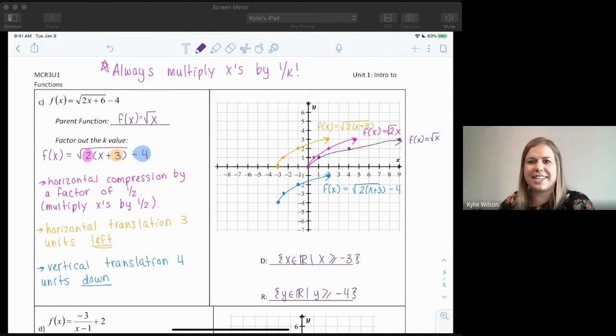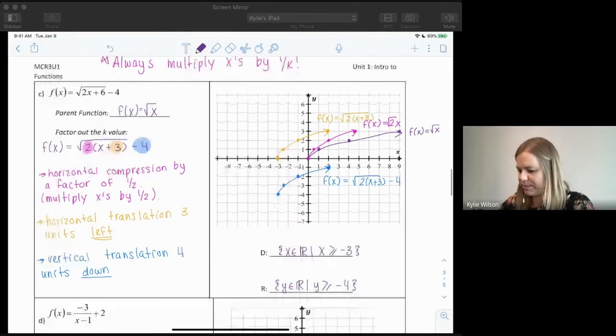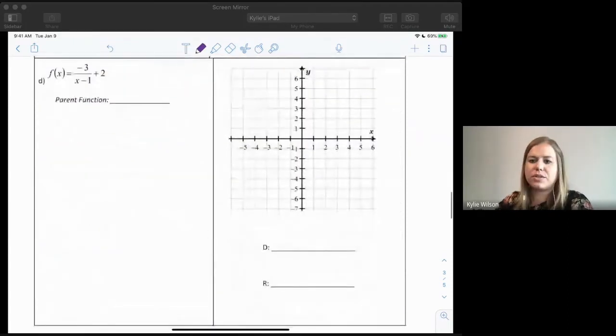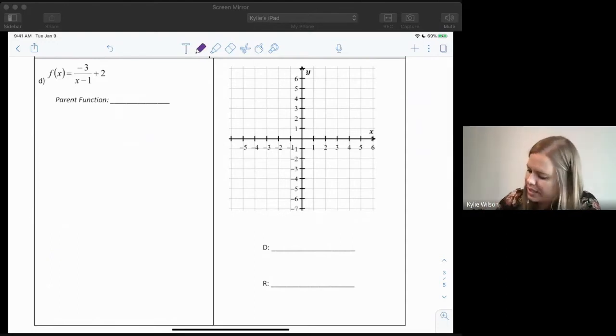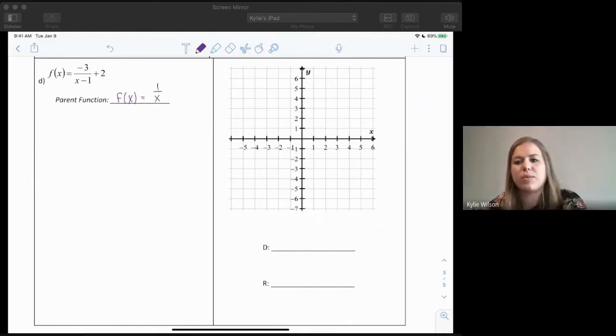Okay, let's try the tricky one now. So this equation is f(x) = -3 over (x - 1), plus 2. The first thing we want to do is identify our parent function. In this case, our parent function is f(x) equals 1 over x. This is our last parent function, and this one is the trickiest to graph and to transform. So bear with me because I want to make sure everyone knows where everything came from.